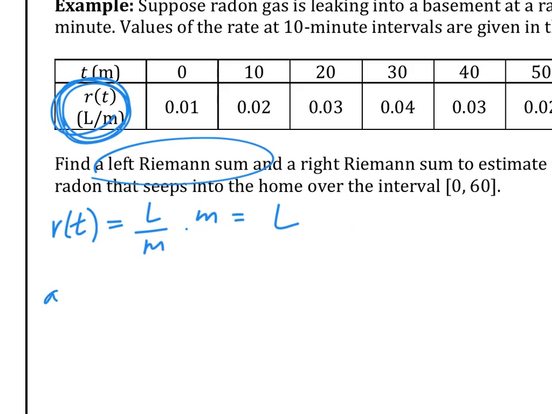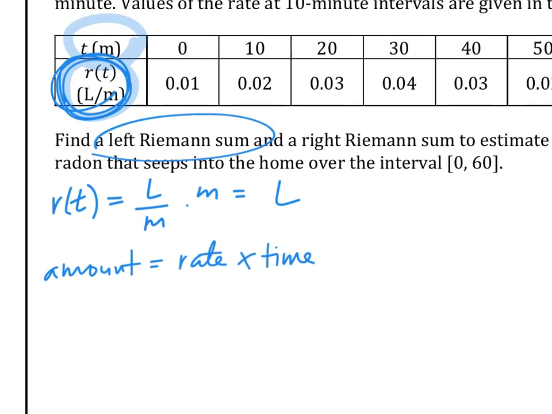The amount is going to be the rate times time. This is the rate, this is the time. If you multiply that together, you're going to get amount of radon. Yes, no. Yes, no. 16 to 10. All right.